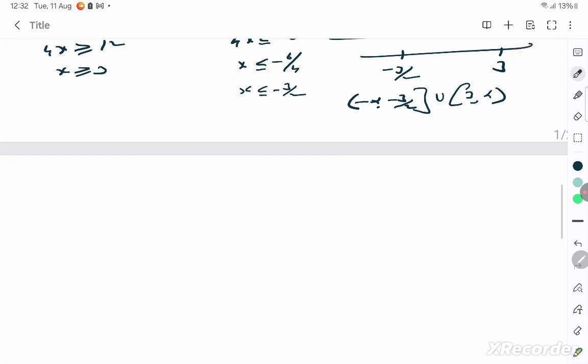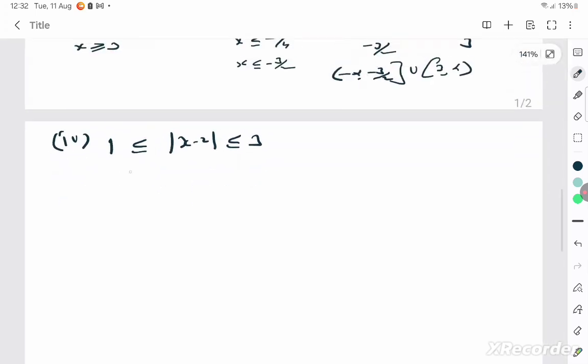The next sum is the fourth question. So you know that mod of x minus 2 is, this is the question, like this. So in this, you can simply take this and do it into two inequalities.